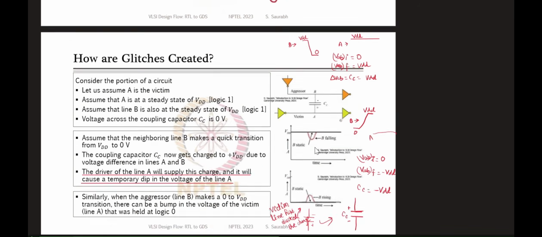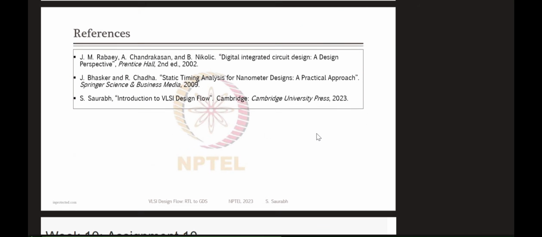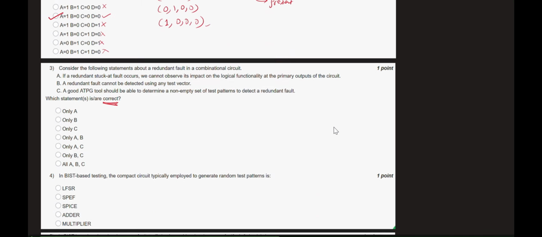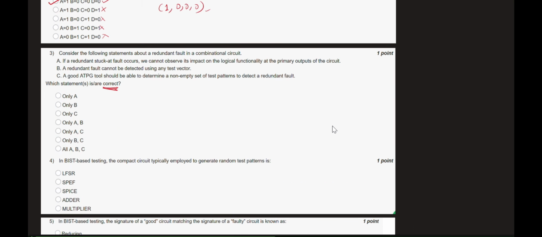Now let's come to our question. It was saying that if a redundant stuck-at fault occurs, we cannot observe its impact on the logical functionality at the primary output of the circuit. You can answer this as a correct statement. And the next statement: a redundant fault cannot be detected using any test vector. Yes, this is also correct.